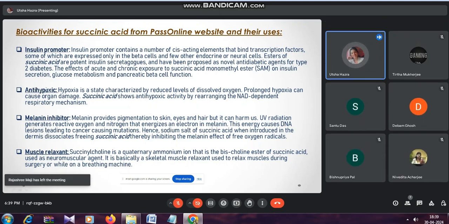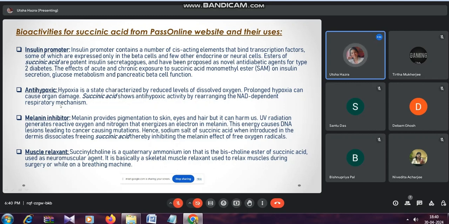Then the second bioactivity is anti-hypoxic. Hypoxia is a state of reduced level of dissolved oxygen in our body. So prolonged hypoxia can cause organ damage or even death. So it's very important to reduce this. Succinic acid shows an anti-hypoxic activity by rearranging the NAD-dependent respiratory mechanism.